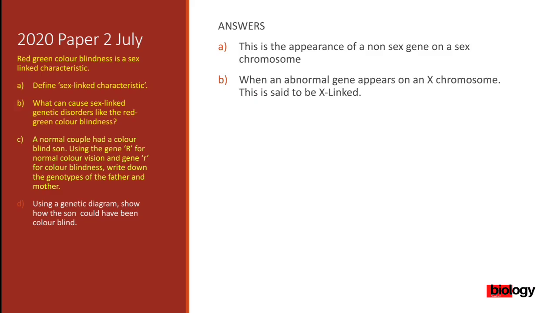And then question C: a normal couple had a color-blind son. Using the gene R for normal color vision and gene small r for color blindness, write down the genotypes of the father and mother. They are saying that a normal couple, meaning both the woman and the man were normal, but they had a son who was colorblind.